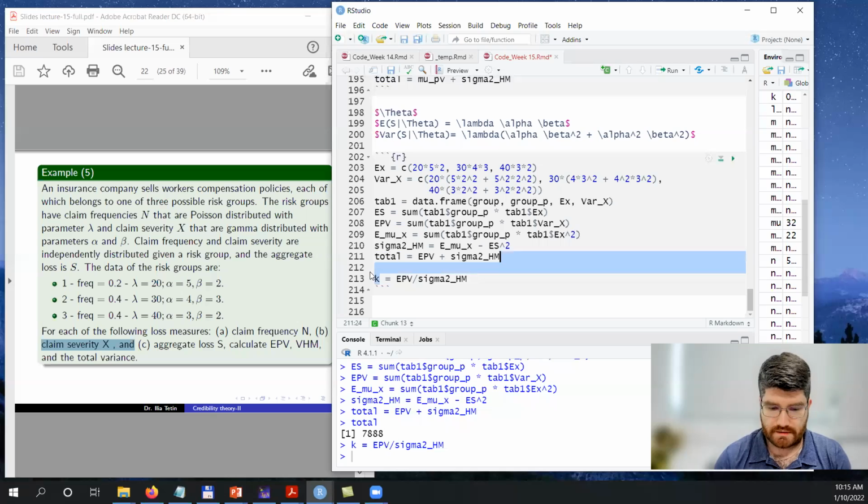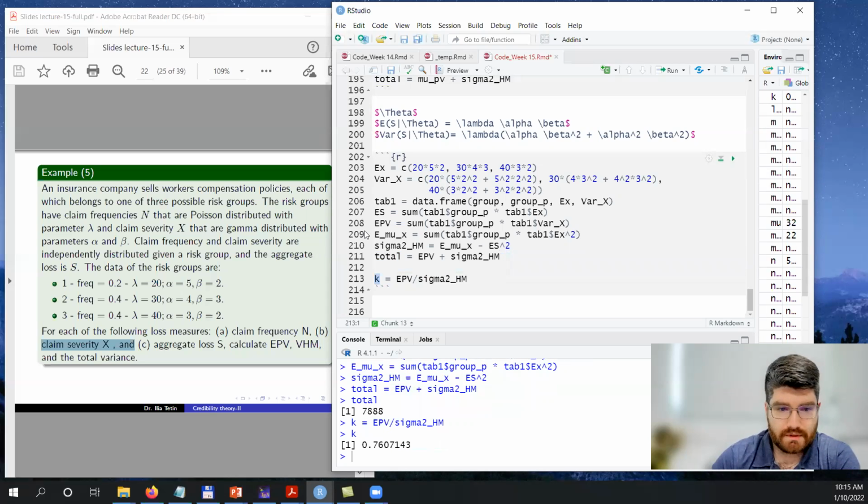And the value of K is, let's see, 0.76. So a small EPV, EPV is a numerator, if the EPV is small, or if the VHM is large, that will give us a small value of K. The risk groups will be more distinguishable when K is smaller. So we are trying to make the comparison between in-group variance and within-group variance. So this will be the relation of that. And the groups will be distinguishable if EPV is smaller. Okay, so any questions here so far?